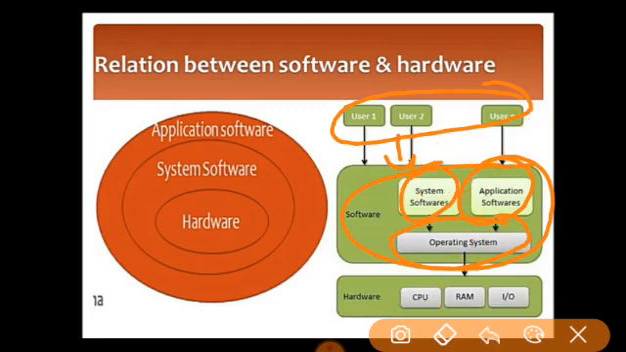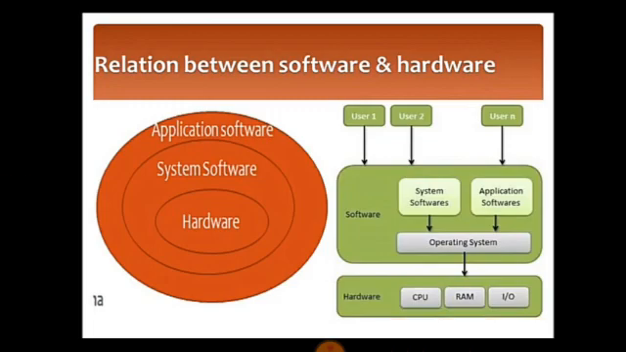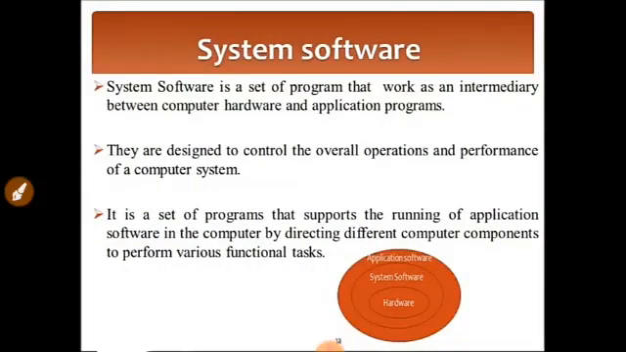This is how Paint is being done, and this is the relation between the hardware and software. Without any software, hardware will not be useful, whereas without hardware, software is useless. So this is our criteria for having the proper connection in the computer. Now we'll see the first, system software. System software is a set of programs that work as an intermediary between the computer hardware and application programs.